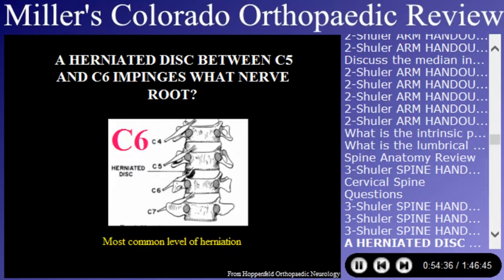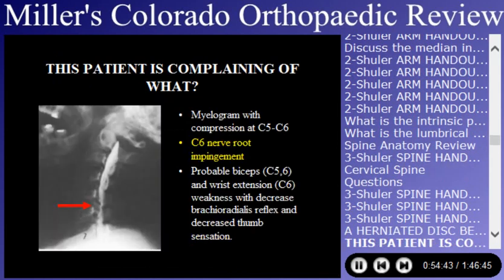Herniated disc between C5 and C6 impinges what nerve root? C6, most common level. Patient is complaining of what? Example of a testable item. It's a myelogram, so you just walk down it.